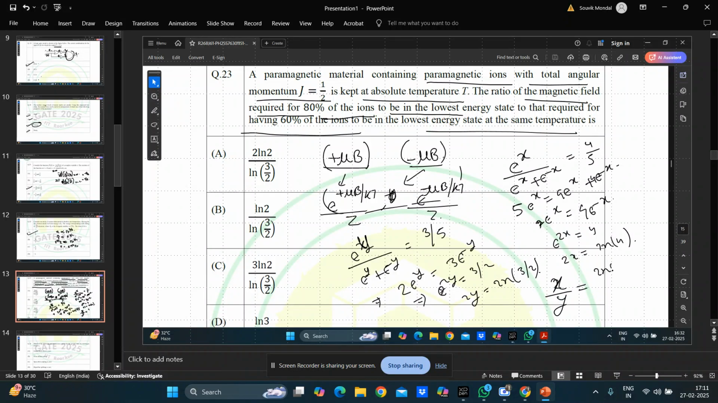So it is log 4 divided by log 3 by 2. So this will be your option. Now check log 4. This is log 4 actually. 2 log 2 is simply log 4, right? So log 4 by log 3 by 2. This will be the correct option.